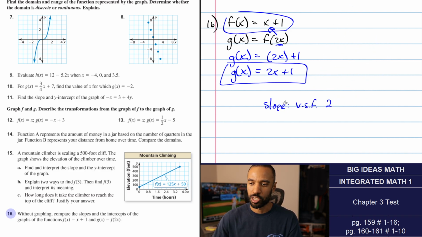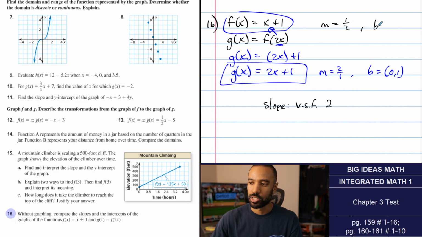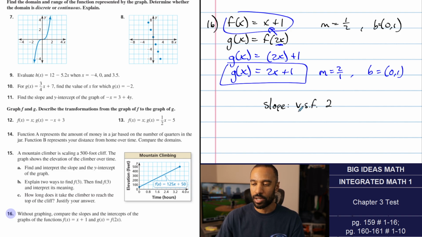Shoot. I don't know how I want to write this best. Give me a second. Turn this in black. So this one has a slope of 2 over 1 and a y-intercept at (0, 1). This one had a slope of just 1 over 1 and a y-intercept of (0, 1). So the vertical stretch factor is 2. The y-intercepts are the same.